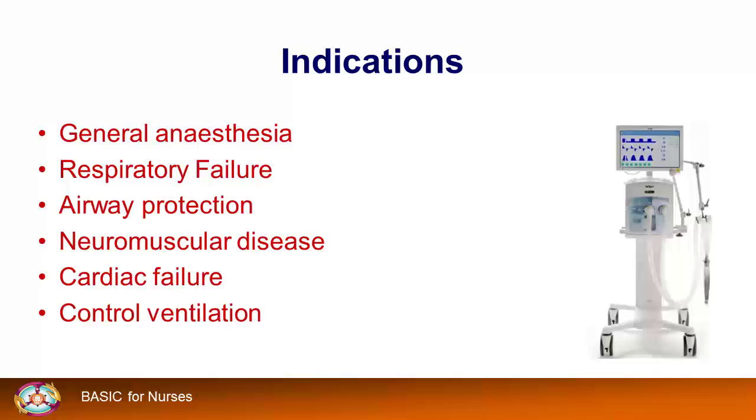The main indications patients require mechanical ventilation for are general anesthesia, respiratory failure, including hypercapnic and hypoxic respiratory failure, airway protection, patients with respiratory depression, drug overdose or cerebral injury causing decreased level of consciousness, patients with airway obstruction, chest trauma such as flail chest, pneumothorax, hemothorax, neuromuscular disease such as spinal injury, Guillain-Barré syndrome, cardiac failure, and control of ventilation such as for intracranial pressure management.